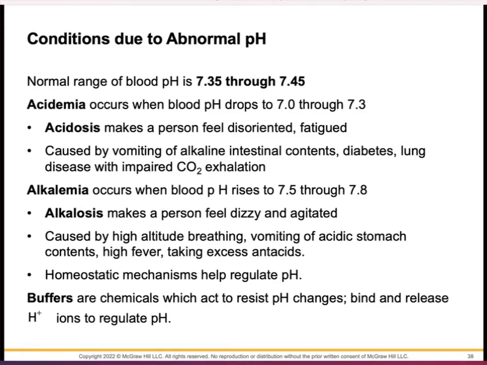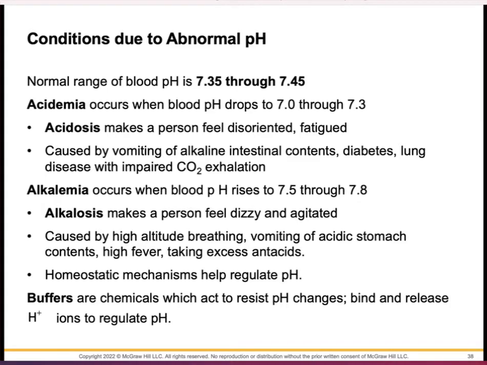Alkalosis also makes a person feel dizzy and agitated. It is caused by high altitude breathing, vomiting of acidic stomach contents, high fever, or taking excessive antacids. So all of the cells of the body are going to depend on this homeostatic regulation of your acid-base balance. You see, you need balance within the pH, okay? So the acid-base balance of the pH at approximately 7.4.